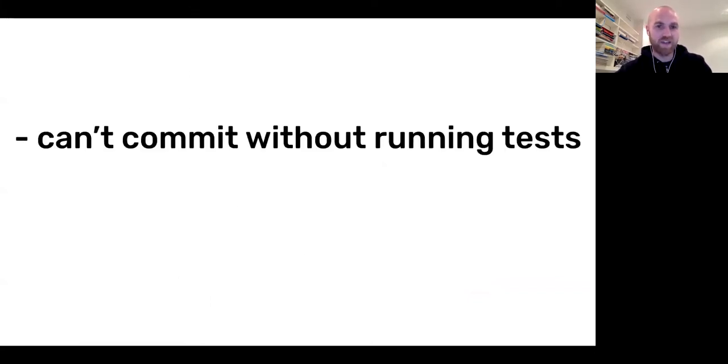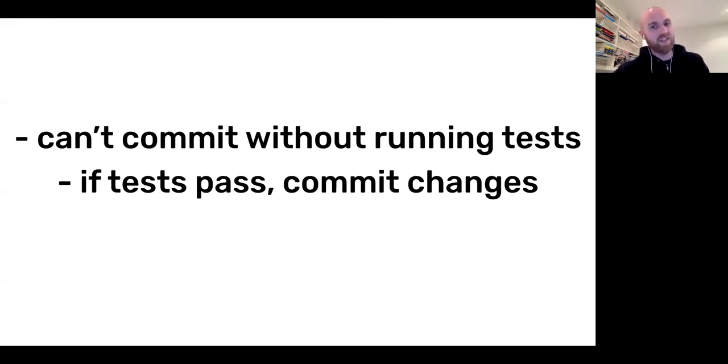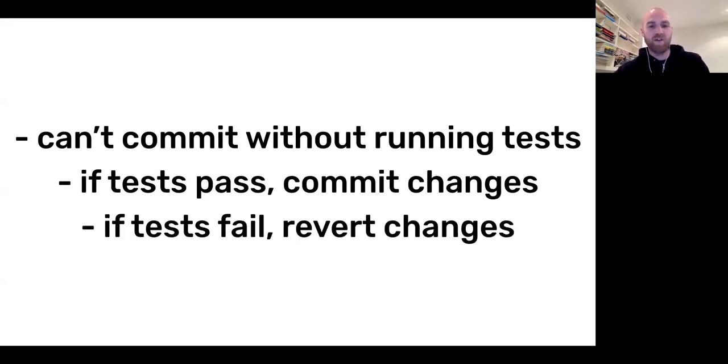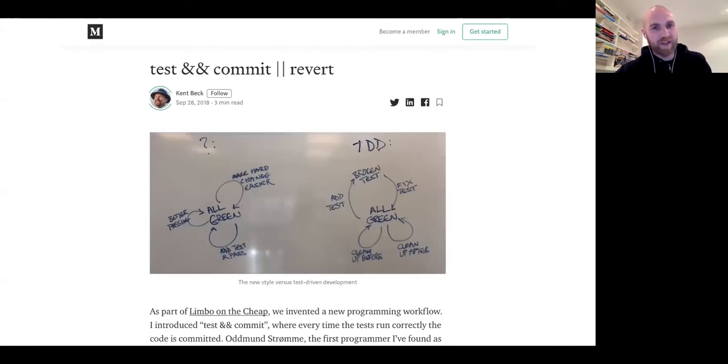So that was part 1, and moving on to part 2, which is about test and commit or revert. It's also known as TCR. The rules for it are that you cannot commit without running tests. If the tests pass, changes are committed straight away, and if the tests fail, all the changes are reverted straight away. It was popularized by Kent Beck a couple of years ago, and the idea came from Oddmund and some other guy, I forgot his name, at a workshop with Kent Beck.